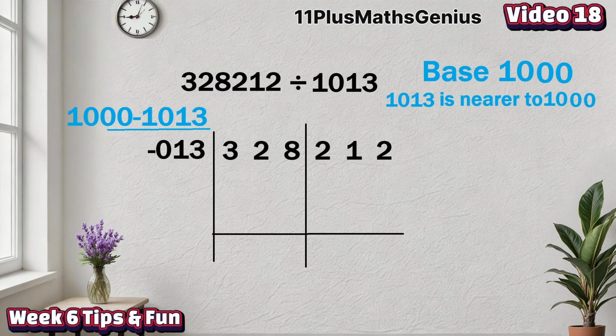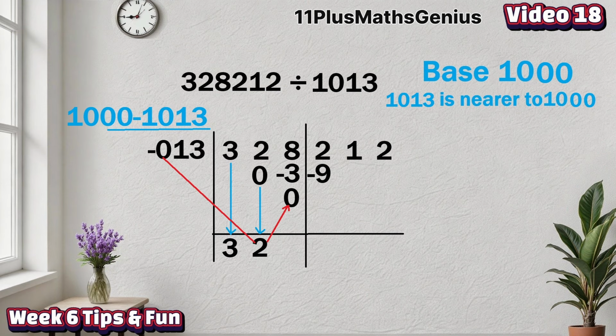Let's start the division. We bring down 3. 0 times 3 is 0. Put it under 2. -1 times 3 is -3. Put it under 8. -3 times 3 is -9. Put it under 2. Now add the second column, which is 2.